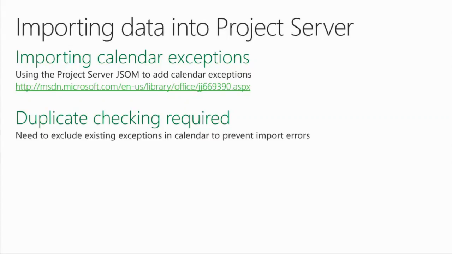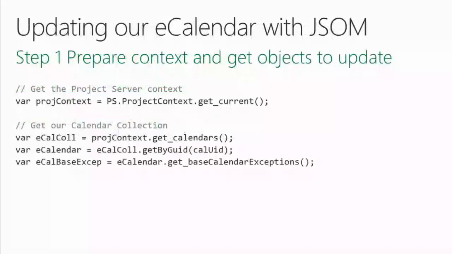Okay, so for this last piece, we need to do really two things, but the important thing is we need to be able to import those calendar exceptions into Project Server. And there's one requirement for that. We need to do some duplicate checking. I'm not going to go through that duplicate checking bit in detail. What I will do is go through the JSON to create these calendar exceptions. Okay, so I'll step through it here before we go back into Visual Studio, so we can talk about it a little bit more, rather than just cutting and pasting code, which I think can be a bit confusing. So we've got 3 steps that we're going to do.